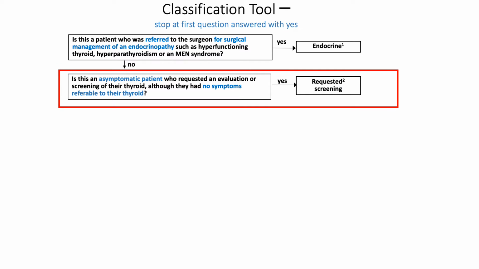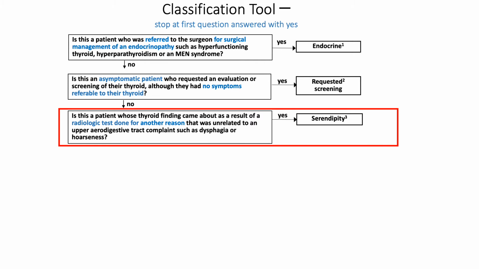The next category is requested screening and applies to a patient who has no symptoms but requests evaluation or a screening of their thyroid. A common example would be a patient with a family history of papillary thyroid cancer who requests to have their thyroid evaluated.